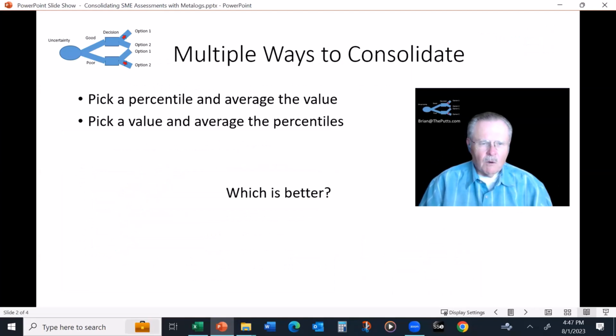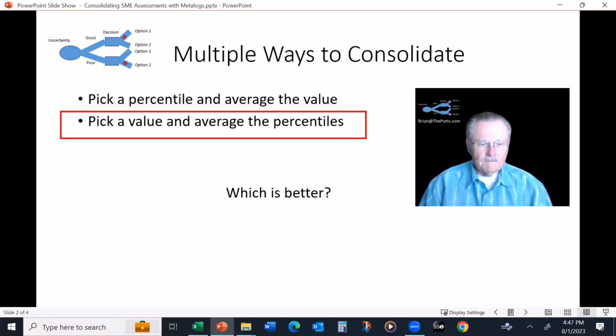So the two results are: one, pick a percentile and average that value. That's probably a way that some people will do it. The other way to do it is to pick a value and average the percentiles. And so we want to ask the question, which is better? And that may be a subjective decision rather than objective. We're going to focus on picking a value and averaging the percentiles, because I believe that's the best way.